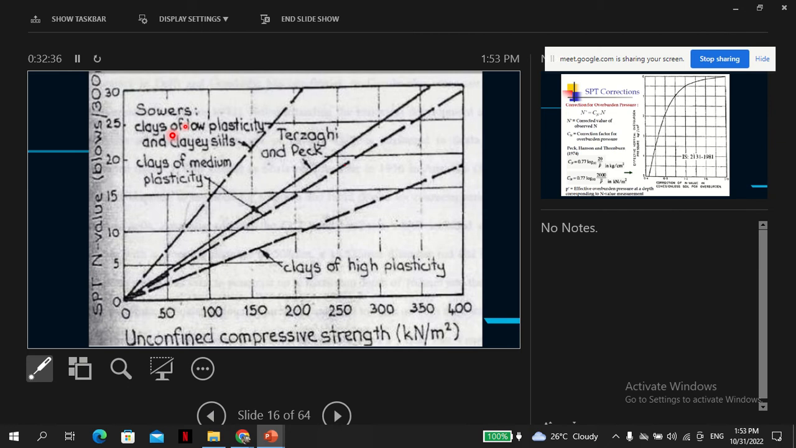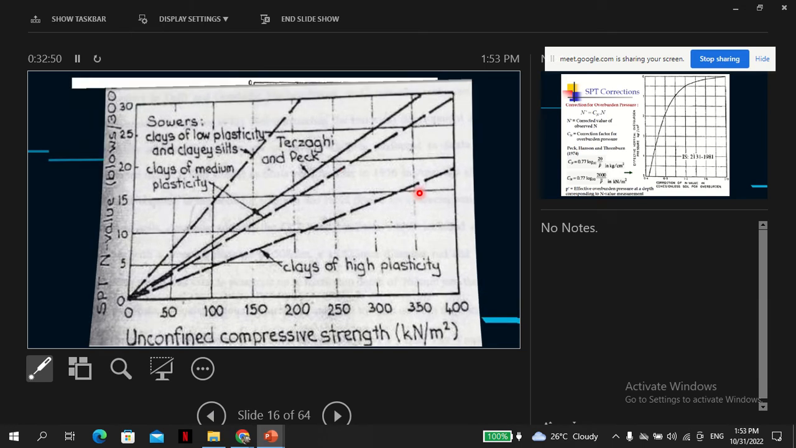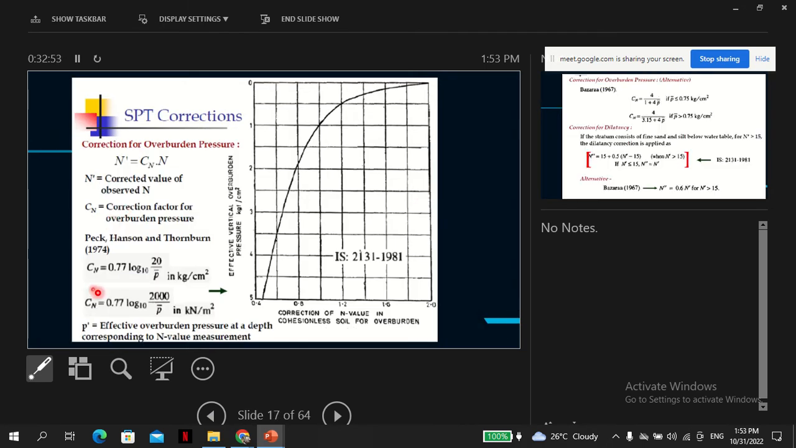So this is another correlation, based on the unconfined compressive strength, and this is for clays. These are some others, according to the Indian standard. These are corrections for the overburden stress because of the confinement. So this is how to get the correction. For the Indian standard, you only need to know the overburden stress. So this is the gamma times z.